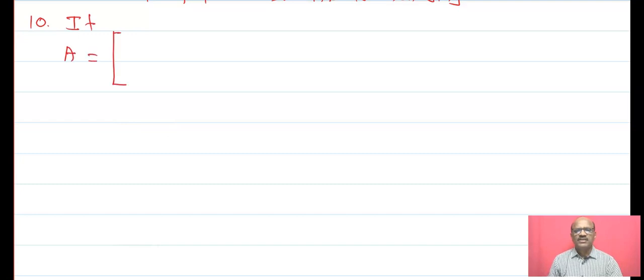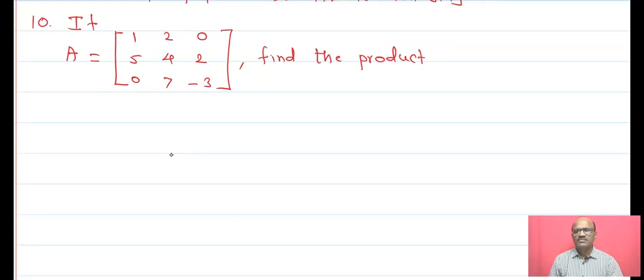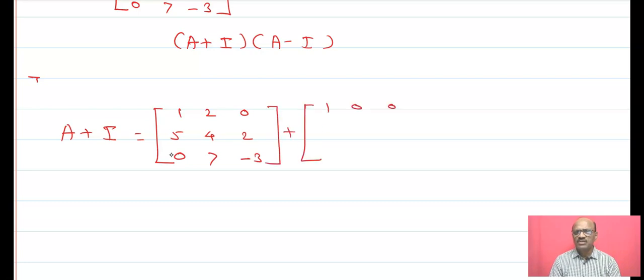Question number 10. If A is equal to 1, 2, 0, 5, 4, 2, 0, 7, minus 3, find the product A plus I, A minus I. Now here A plus I, I means identity. Here we will take the identity of the order 3 by 3 because the given matrix A is of the order 3 by 3.